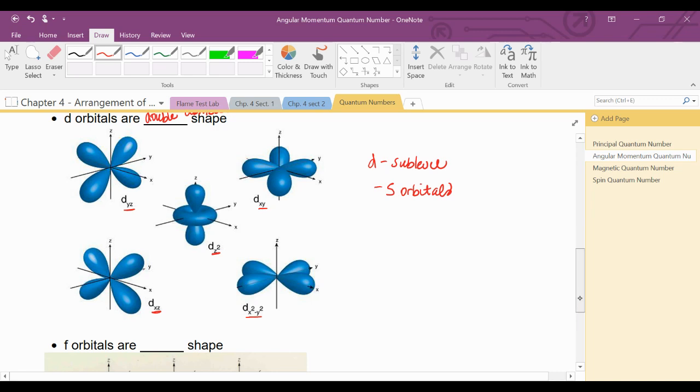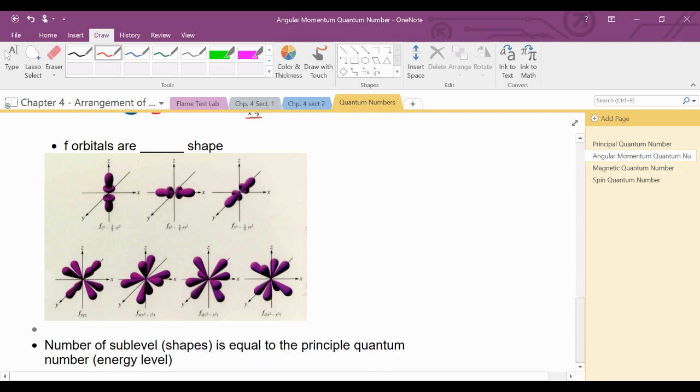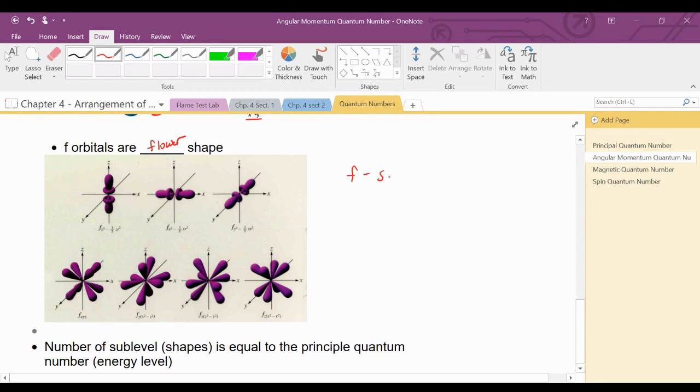All right, and then the last sublevel orbitals to look at is F. The orbitals in F have a flower shape. And these, again, are all of the F orbitals that would be in one energy level. So if we're talking about an F sublevel, then there are 7 orbitals.